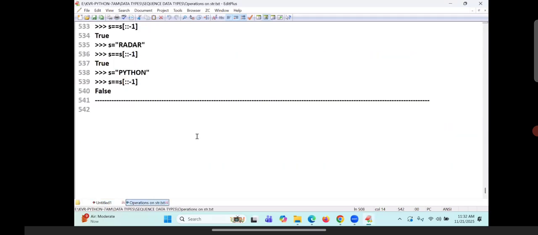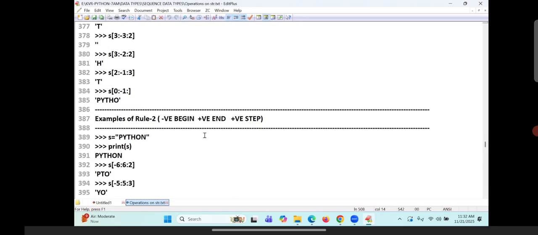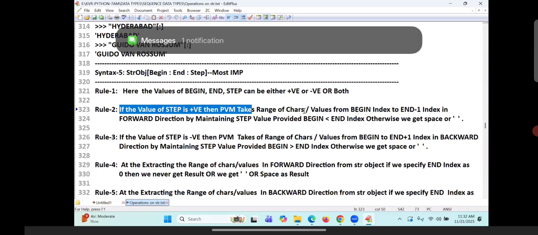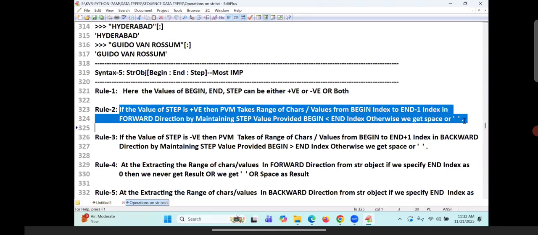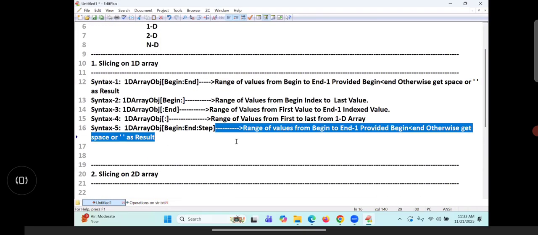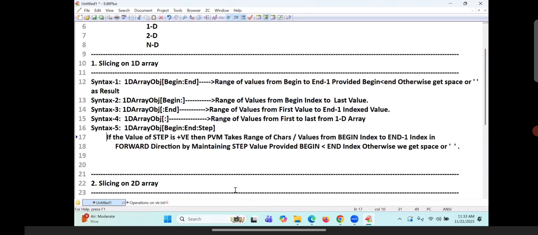Actually, my rule is like this. This matters a lot. If the step value is positive, PVM gives the range of values from here to here. This is the number one point you need to remember. This is called the first formula.